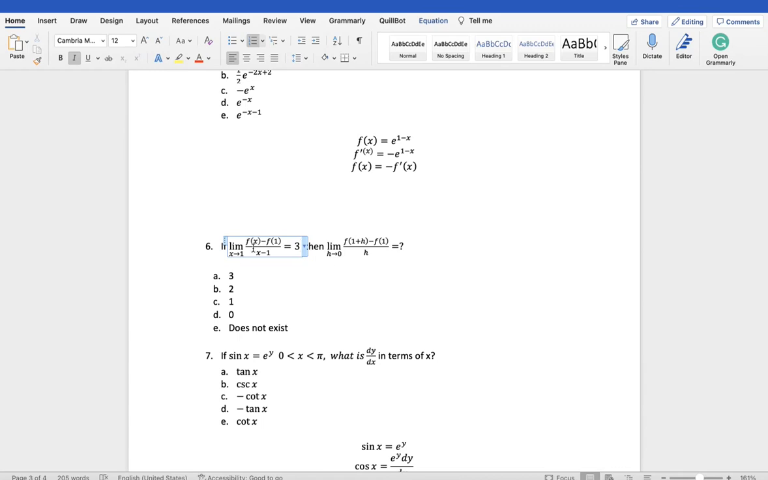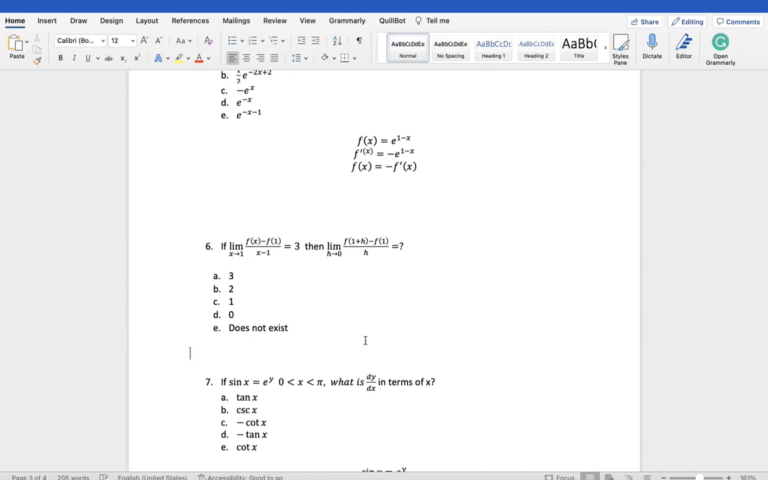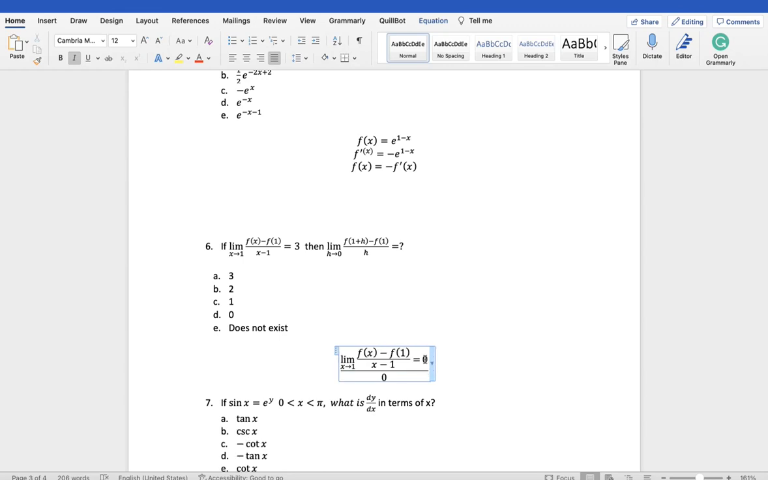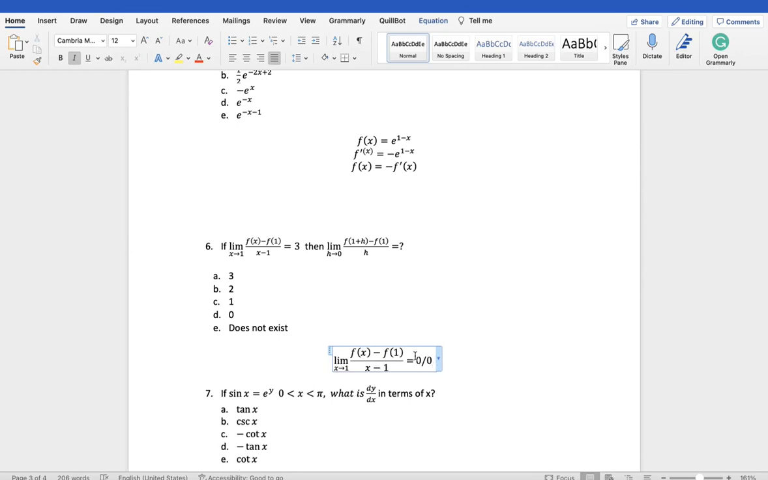Okay, let's write that down. So I guess we'll have to do this one. I will be doing it quickly. We are already given by the problem that the limit as x tends to 1 of f of x minus f of 1 over x minus 1 is equal to 3. So we know this will be equal to 3. But let's first try to solve it. If you substitute, you will get 0 over 0, which means here you can apply L'Hopital's rule.